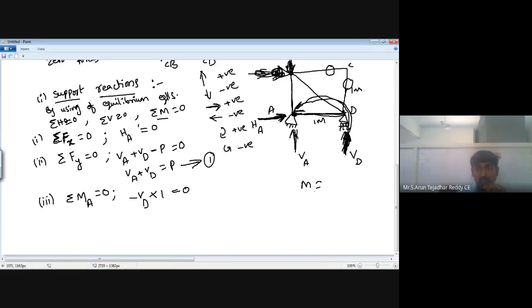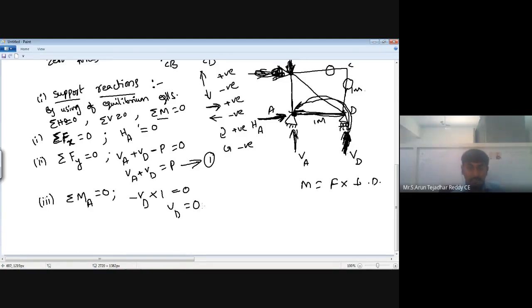What is the moment formula? Moment is force into perpendicular distance. Here the force is VD, which acts in the anti-clockwise direction. So take minus VD, and the perpendicular distance from D to A is 1 meter, into 1. Simple. VD is equal to 0.